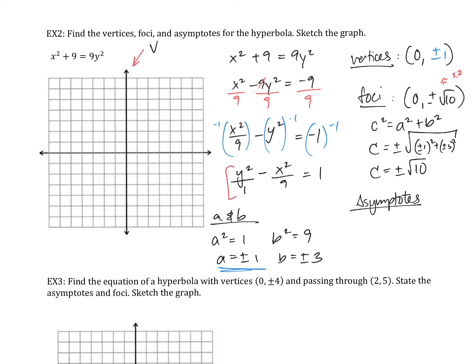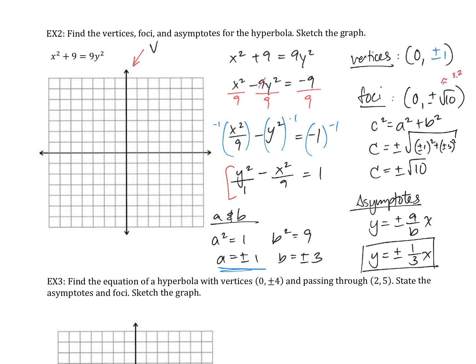To find that, let's see, which formula do we use? Well, since the y squared value was first, we're going to use a divided by b this time. So then we get y equals plus or minus 1 divided by 3x, and those are the equations for the asymptotes. And once again, asymptotes are a line. Please make sure and label those lines.